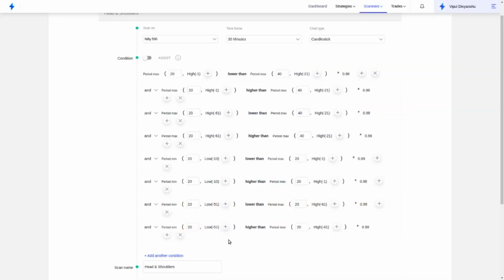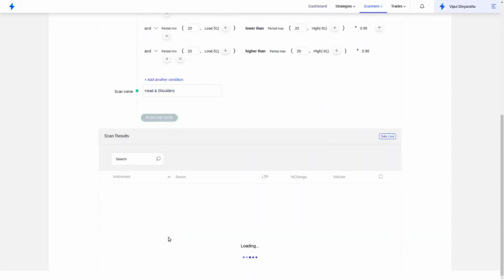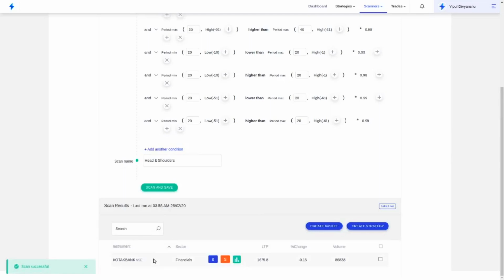Now don't worry about this. Once you look at this and create it once, it's saved in your account. You can change this to match whatever criteria, whatever time frame you want to scan it for, and see how fast this is. Even though it is a big condition, as soon as you click you get the results.